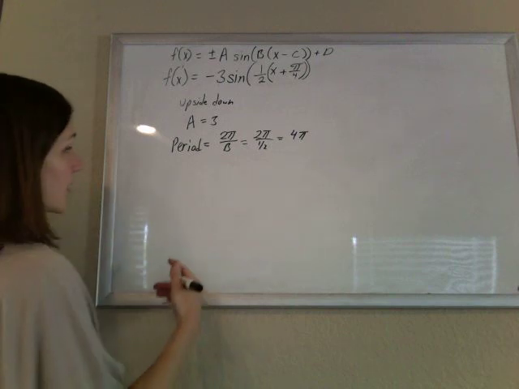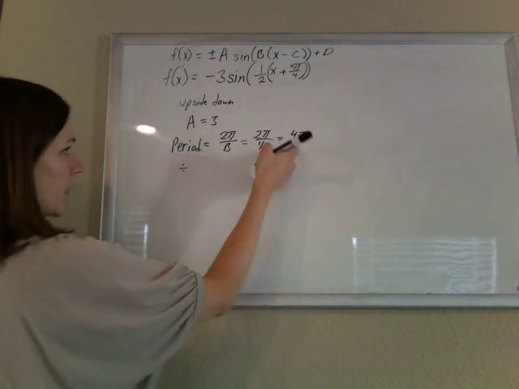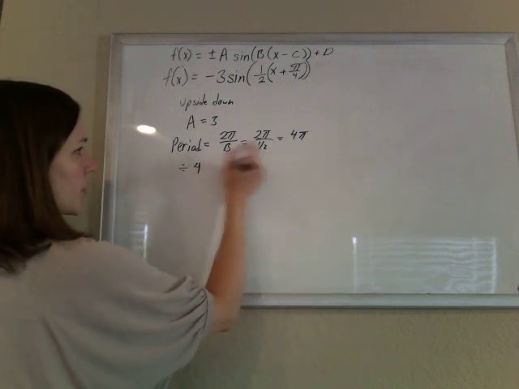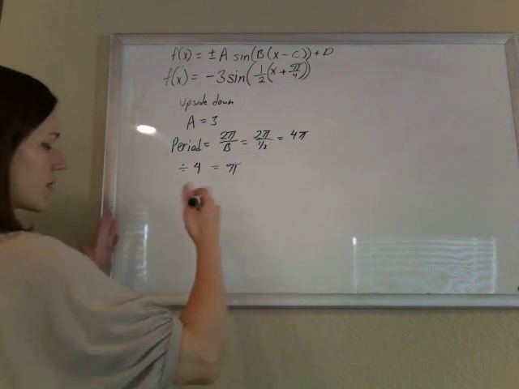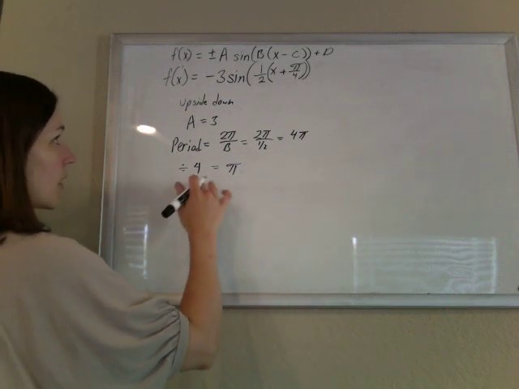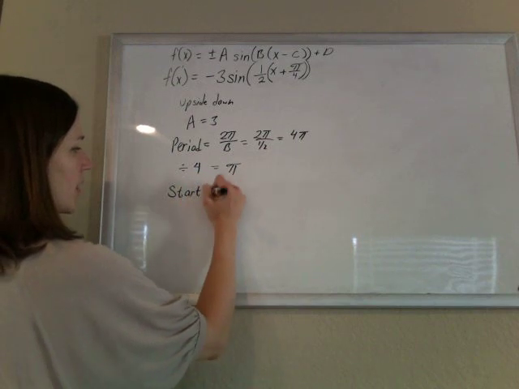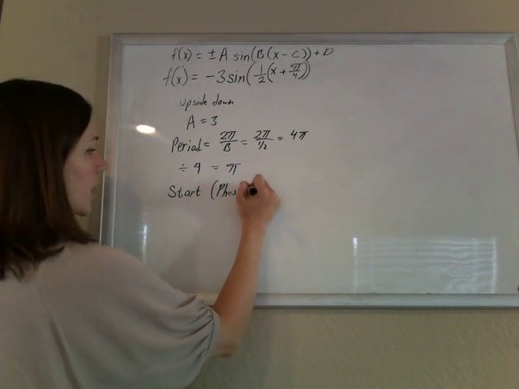Then what I like to do, I always take that period and divide it up into 4 equal parts. And so the 4 pi divided by 4 is going to be pi. So that's my increment. Then I figure out where I'm supposed to be starting, the phase shift, right?